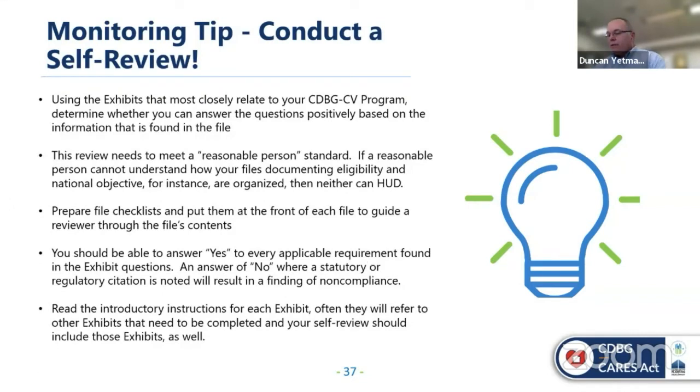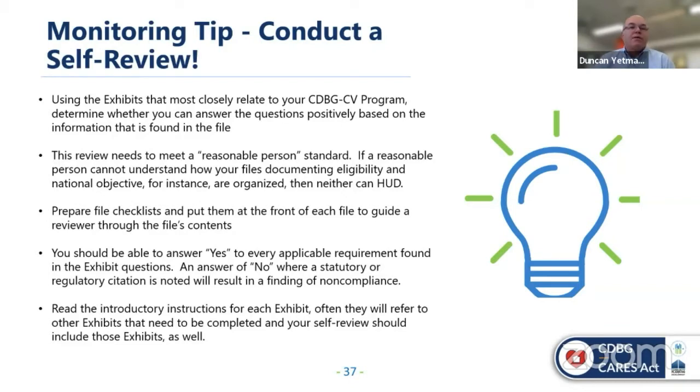All right, we have another tip here. Conduct a self-review. I've hinted at this a couple times earlier in this presentation, but using the exhibits that most closely relate to your CDBG-CV program, determine whether you can answer the questions positively based on the information that is found in the project file, in the activity file. Your self-review should meet a reasonable person standard.